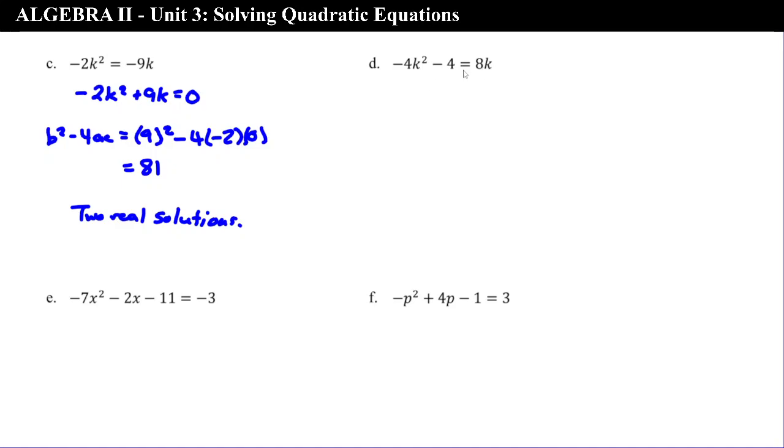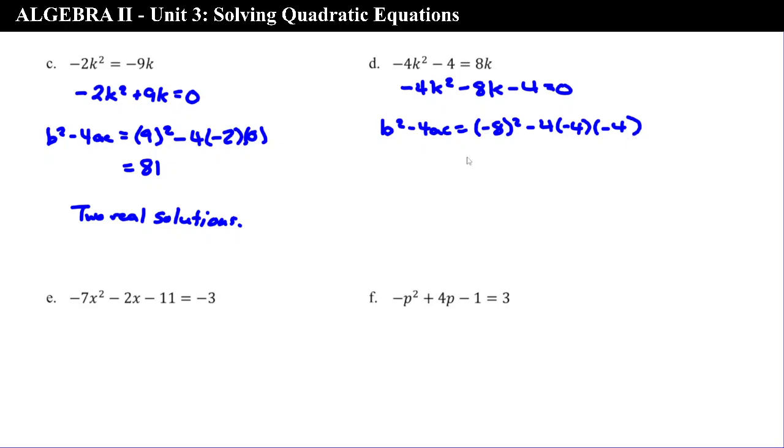For D, we're going to move our 8k over to the other side. So we've got negative 4k squared minus 8k minus 4 equals 0. So let's put into b squared minus 4ac what our a, b, and c are. So we end up with negative 8 squared minus 4 times negative 4 times negative 4. Well, that's going to give us 64 minus 64, which is 0. So since the discriminant is 0, you have one real solution.